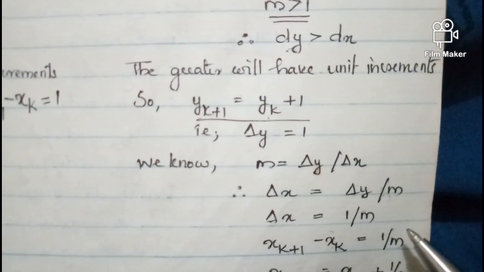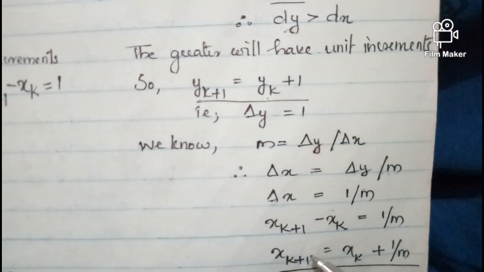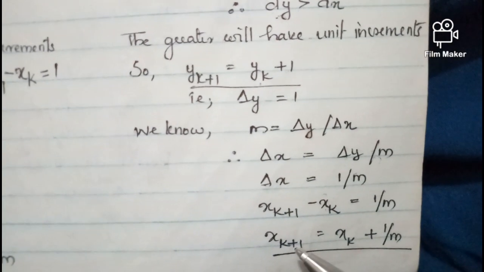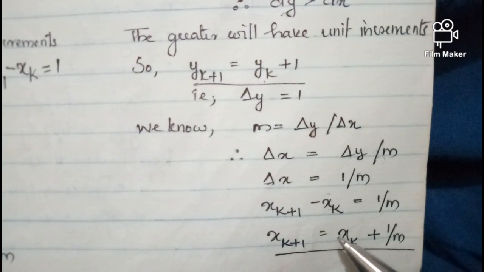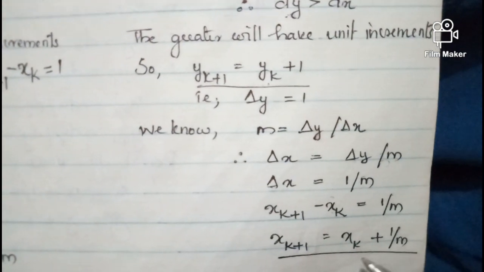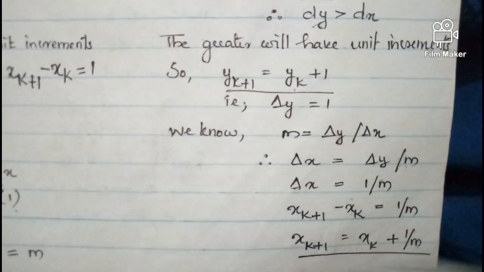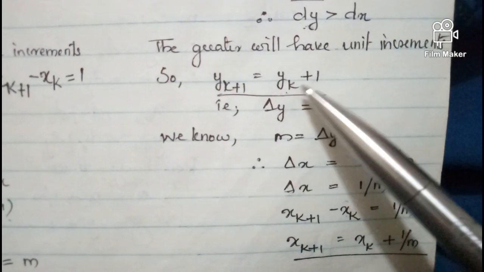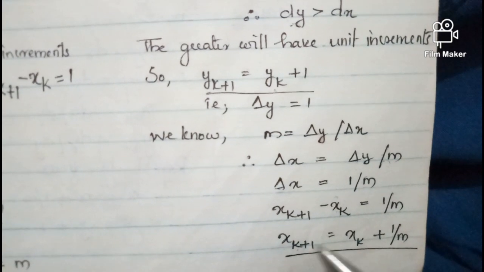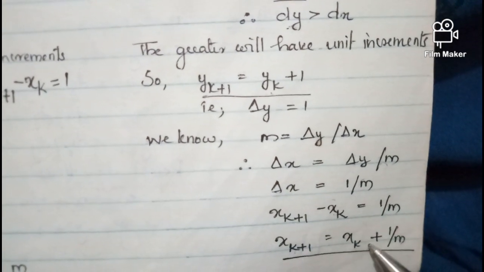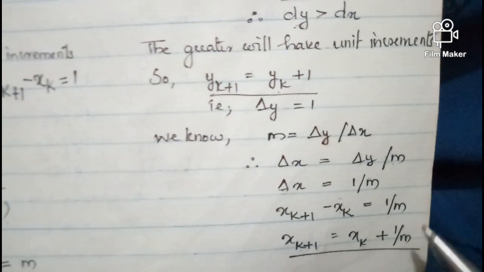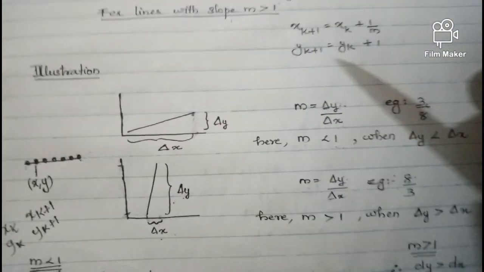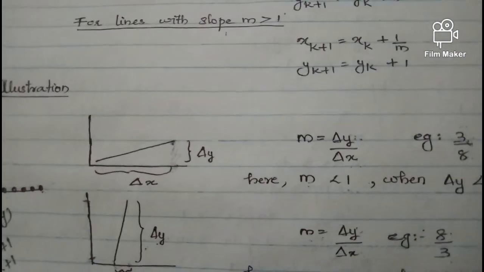Rearranging the equation, taking xk to the right hand side, I can write xk plus 1 equals xk plus 1 by m, which means the next value of x can be computed by adding the inverse of the slope to the current value of x. So again I got two equations: next value of y equals current value of y plus 1, and next value of x equals current value of x plus the inverse of the slope. This is how new points are computed in the DDA line drawing algorithm.